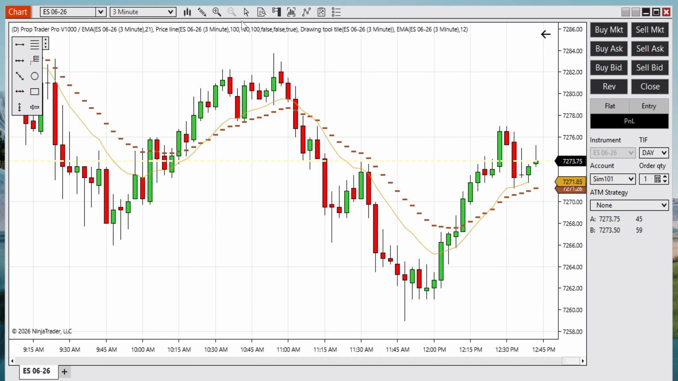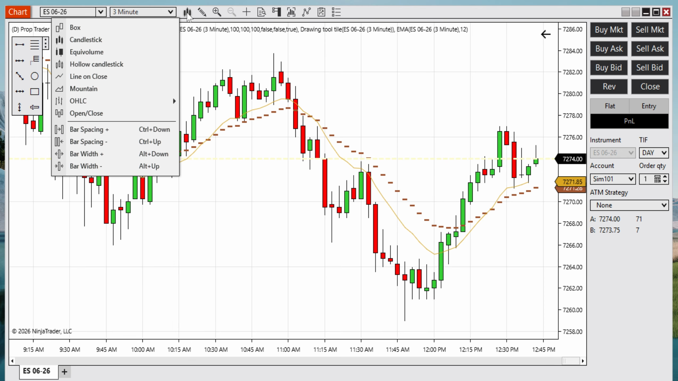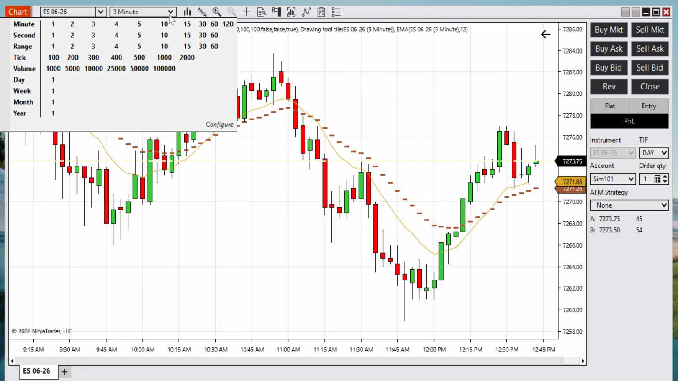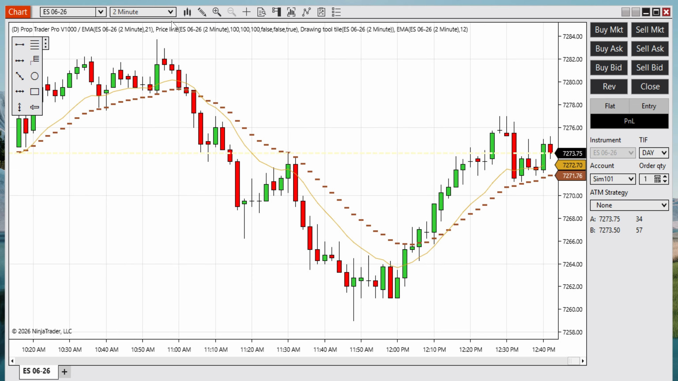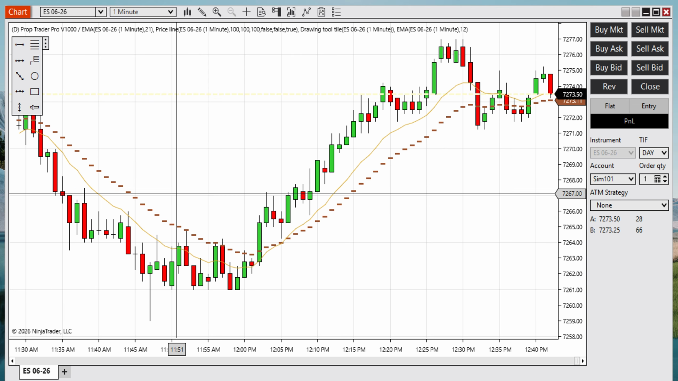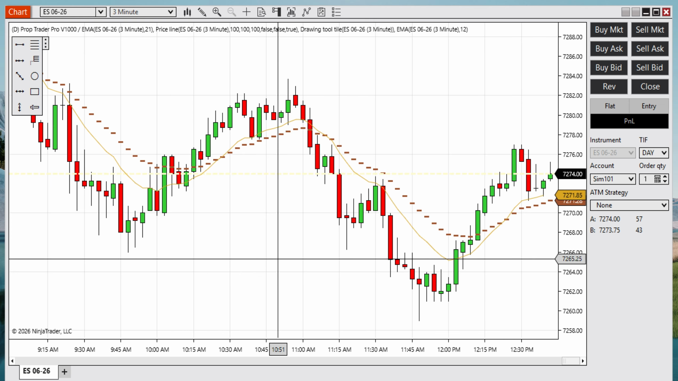Okay, this one is for crosshair, and this is for different presentations like candles, and this is for time frame. See, 1 minute looks like this. Generally we keep it at 3 minutes, so we stay sober.